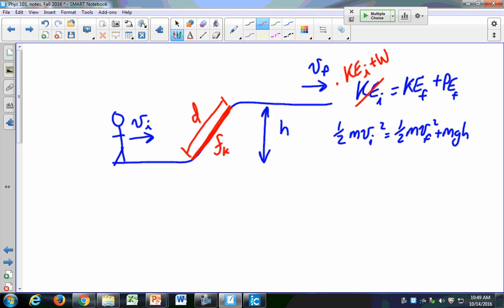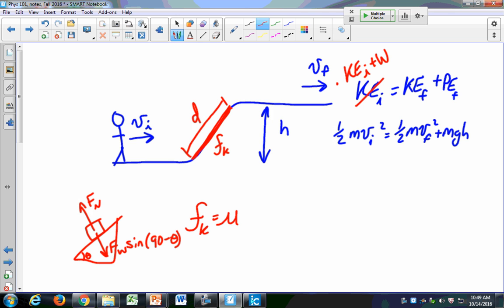That's previous chapter. Remember, if I have an object sitting on an inclined plane, the normal force is here. If this is my angle theta, then this is the component of the weight, which is going to be Fw sine of 90 minus theta. You have to find the normal force, and then once you find the normal force, the kinetic friction is equal to mu k times that normal force.